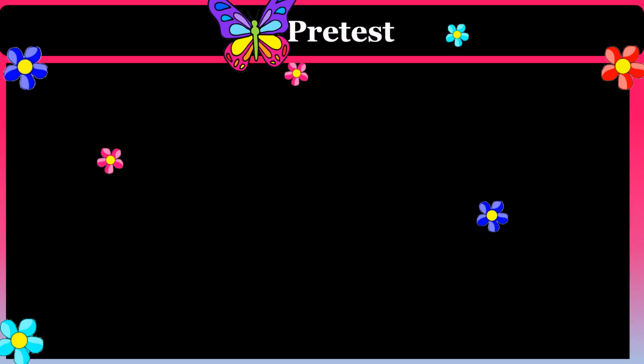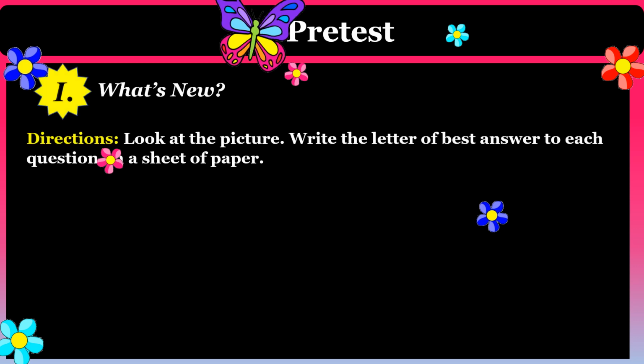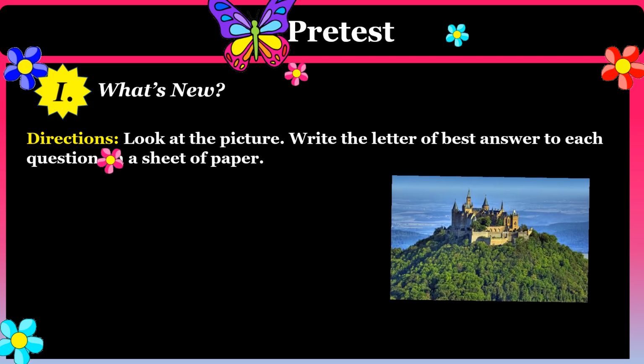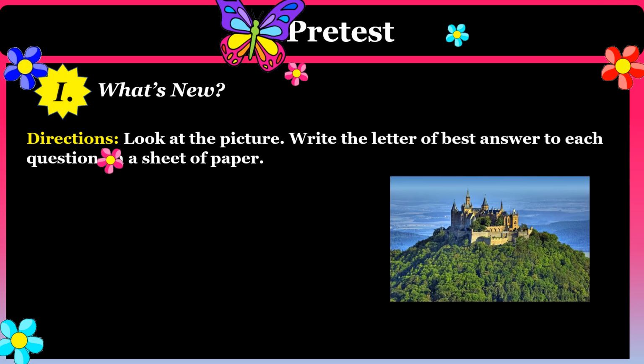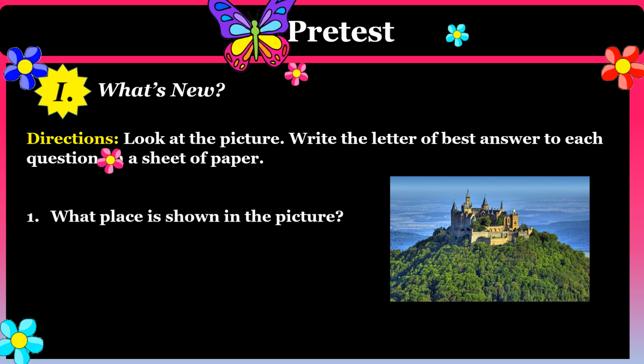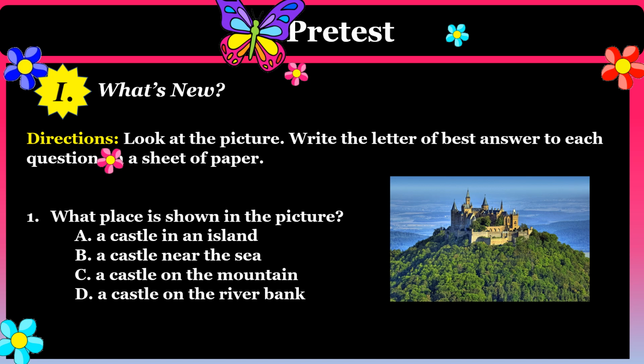Let's first answer the following questions. Let's look at the picture. Write the letter of your best answer to each question in a sheet of paper. What place is shown in the picture? Your answer is? That's very good. The answer is letter C, a castle on the mountain.